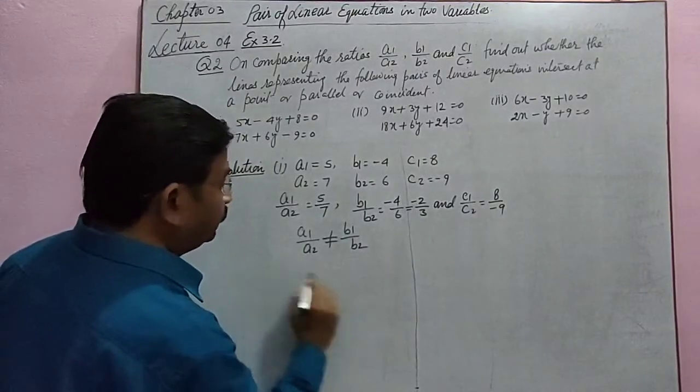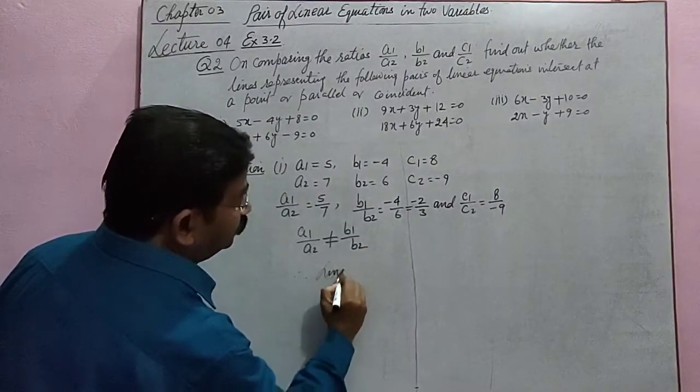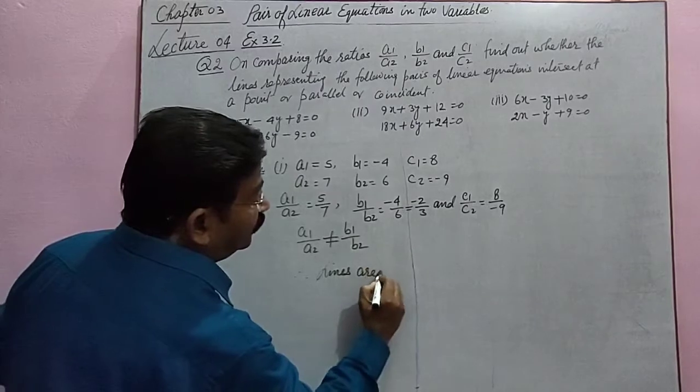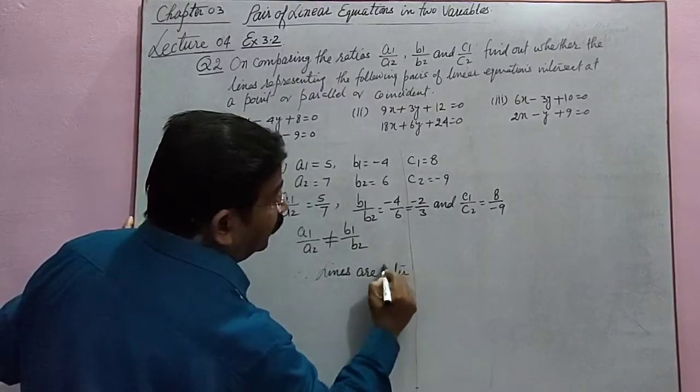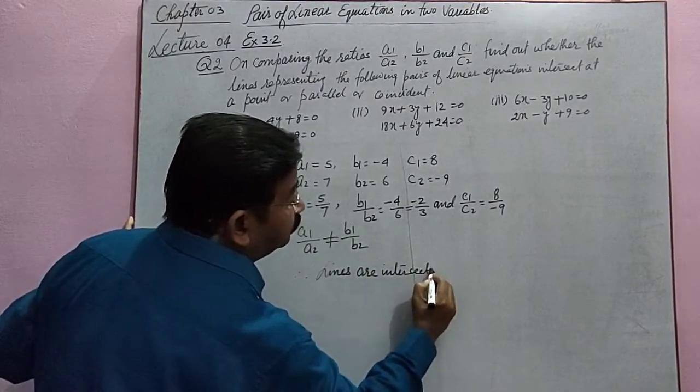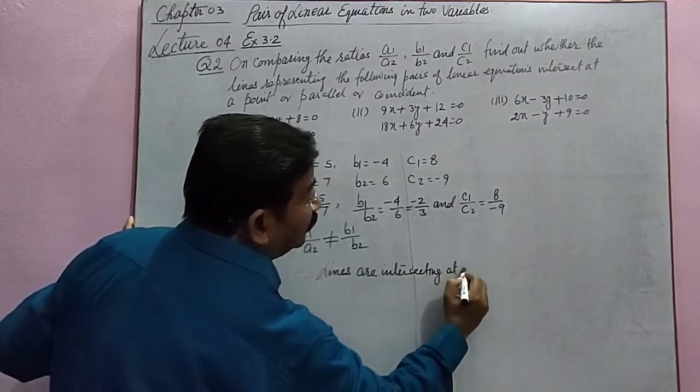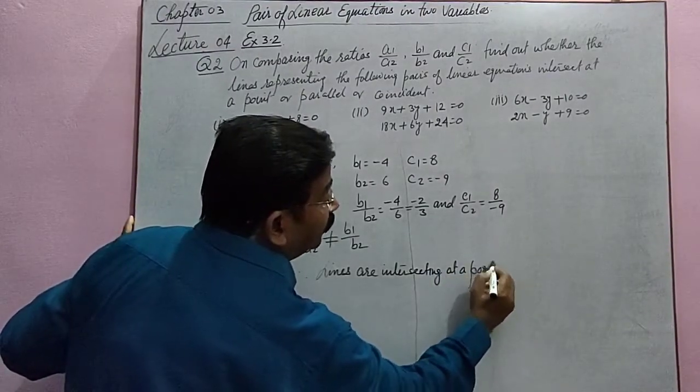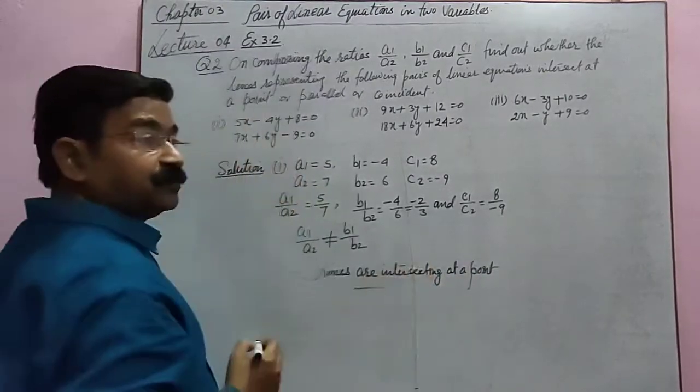Therefore you write that the lines are intersecting at a point. So this is your solution.